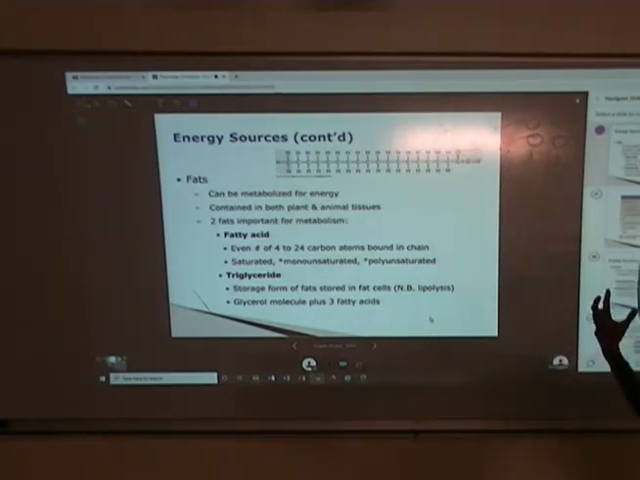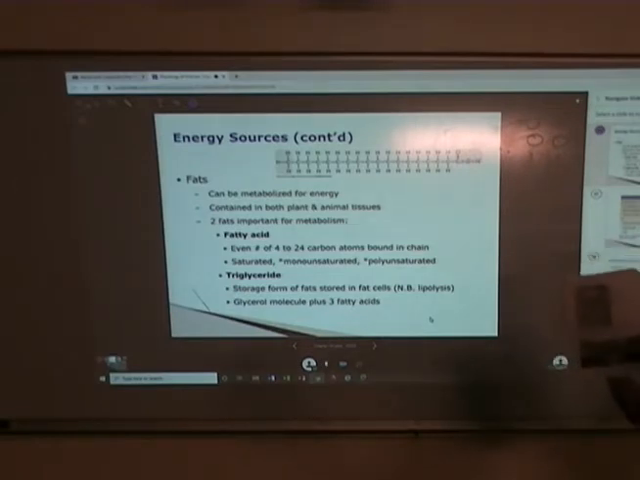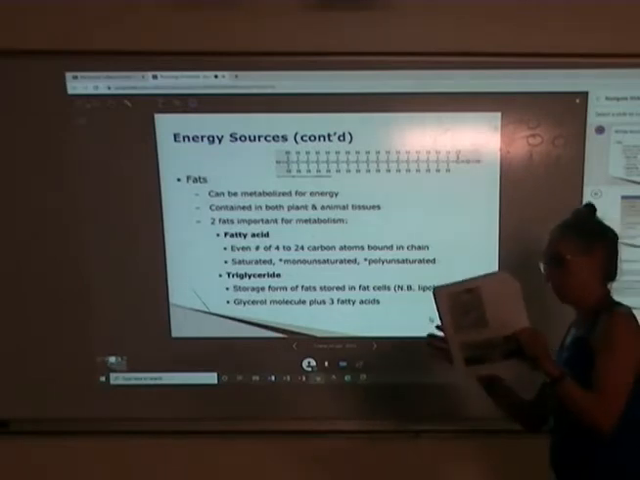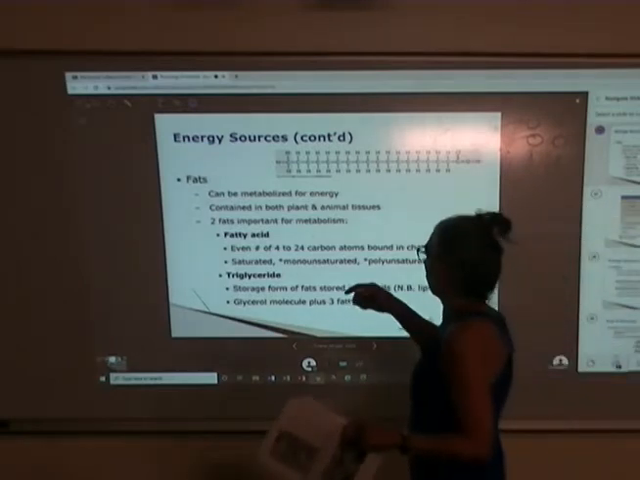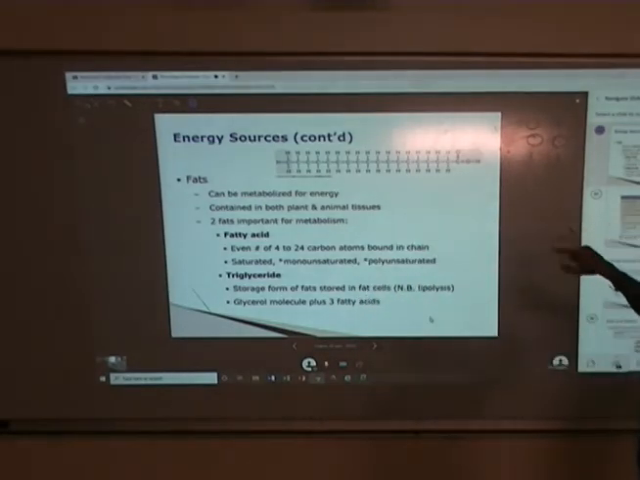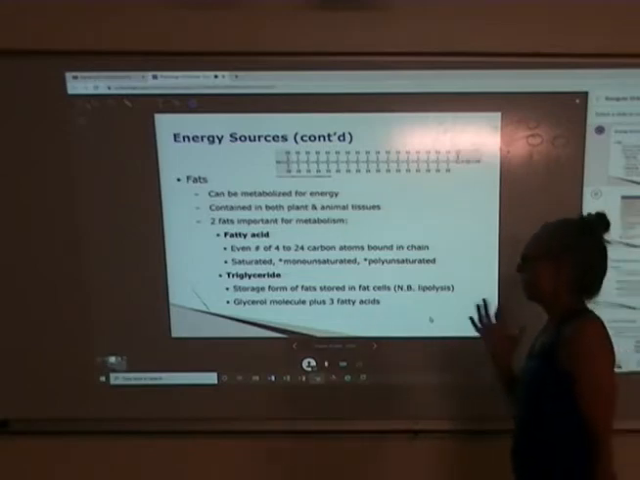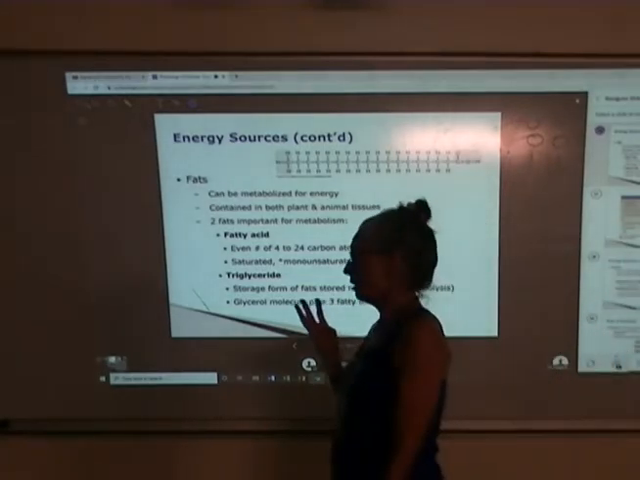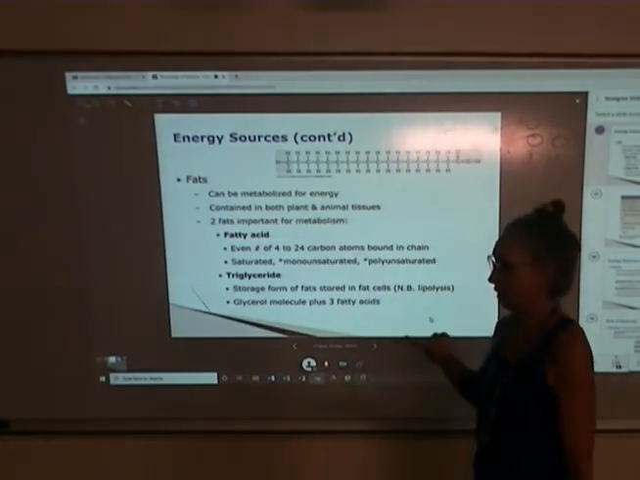When we're talking about energy production, there are two things about the fat molecule that we want to pay attention to. One is the fatty acids. The fatty acid has somewhere up to 24 carbons. I think the diagram is at an 18 carbon one, I can't remember. And the fatty acid can be saturated, mono or polyunsaturated.